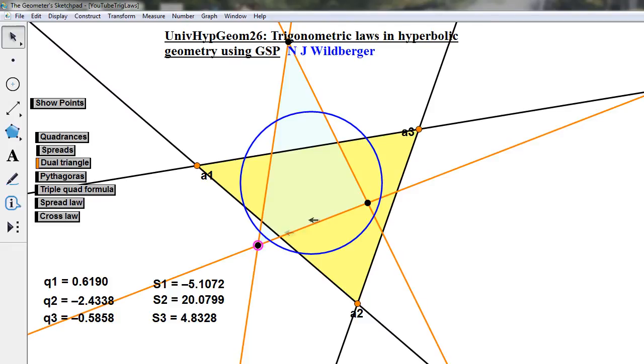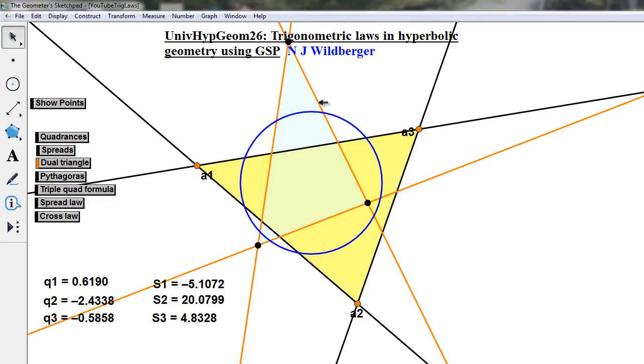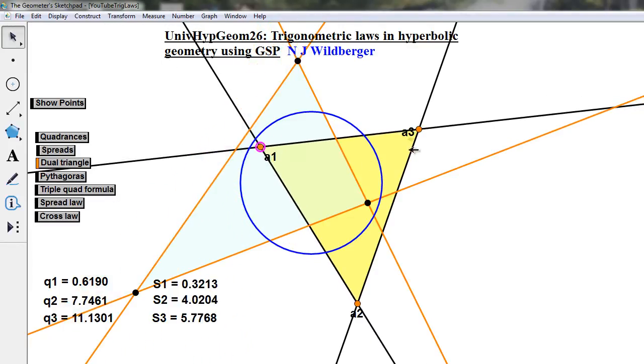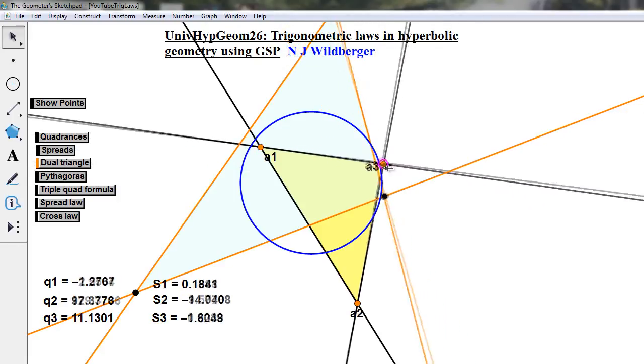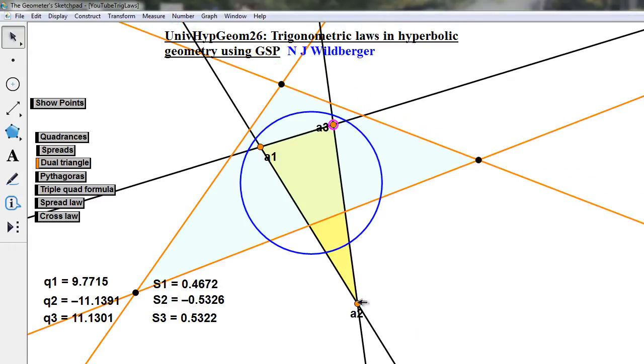So this triangle here is the dual of the original triangle. Conversely, the lines of the dual triangle are the duals of the points of the original triangle. This is the dual of that, and this is the dual of that. And you can see how the dual changes as we move our points around. It needs to go off the page, of course.